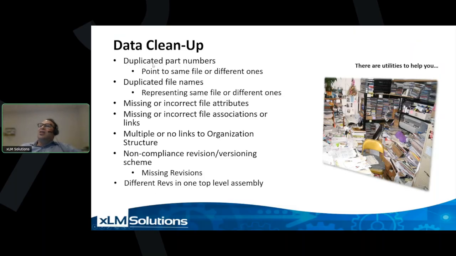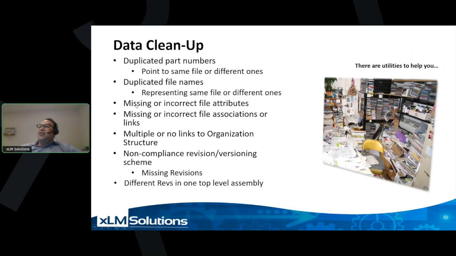So you could have duplicate part numbers that point to the same file, or you have the same part number that points to different files. So what's right, the file or the part number? Duplicate file names. Do you have washer1.sld.prt used 10 different times in the system, each with a different part number? Are they truly different parts, or are they all the same part, but just got created multiple times?